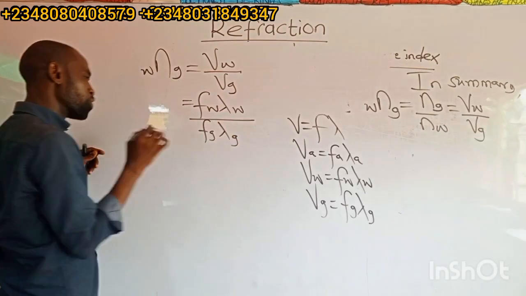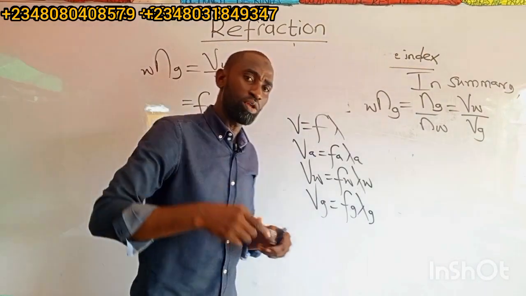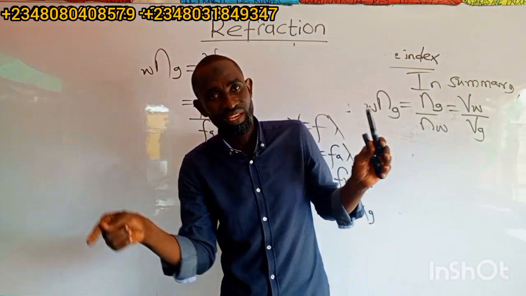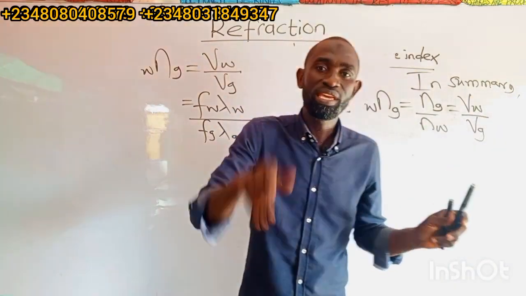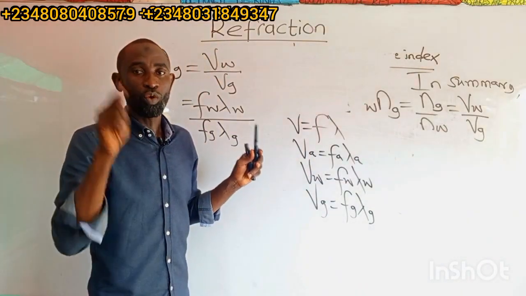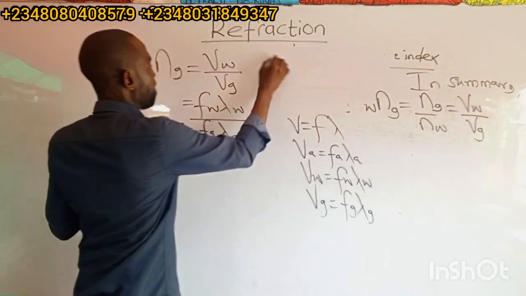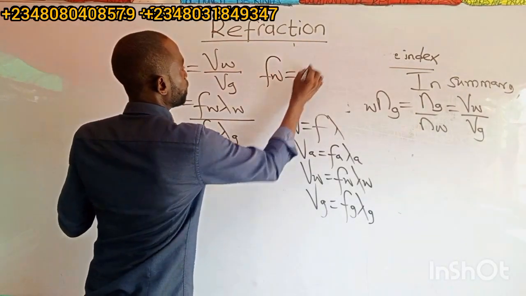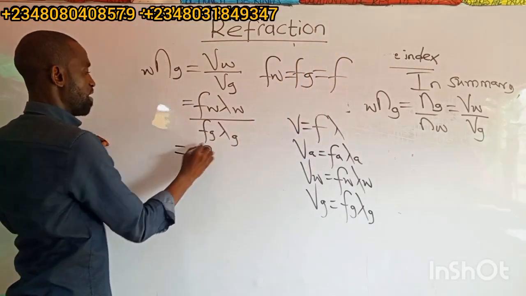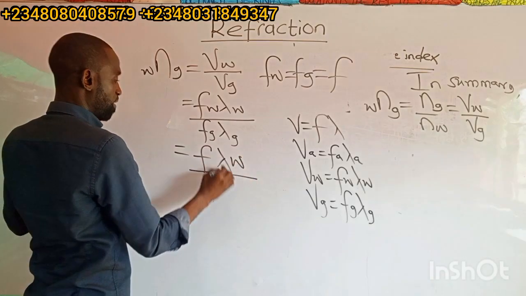But note, class, the frequency of light traveling from one medium to another does not change. That frequency is constant. It is only the speed and the wavelength that will be affected. So here we can say our frequency in water equals frequency in glass, which is F. So here we have F lambda W all over F lambda G.